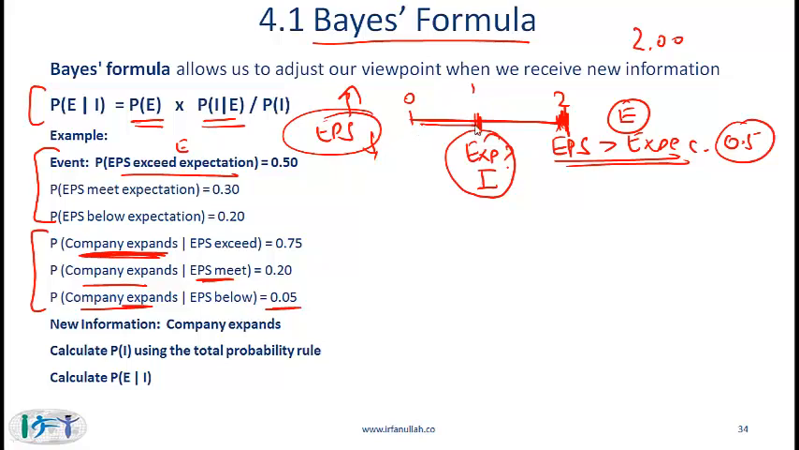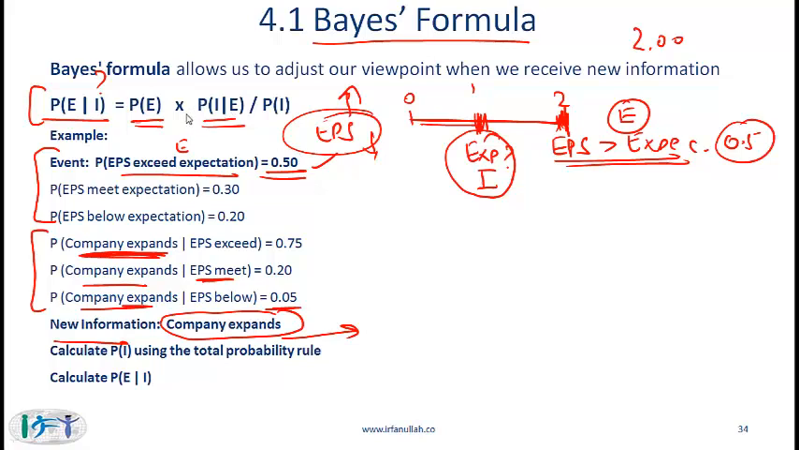Now let's say you get to the end of the day and the company makes an announcement. The new information or the announcement is that the company will indeed expand. Here is where we use Bayes' formula, because now with the new information we need to update this probability. So given that new information, we now say that the probability of the event being earnings per share exceeding expectation, given the new information is what? So we need the original probability of the event, which we have 0.5.